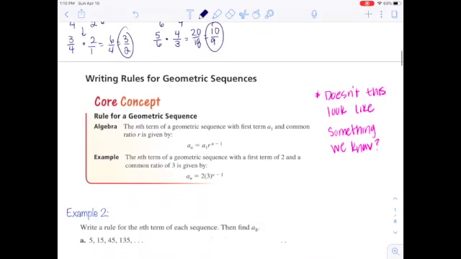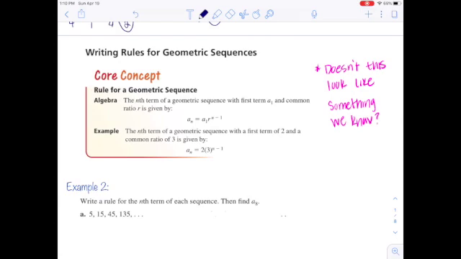All right. When we go to write the rules for geometric sequences, I look at these as exponential growth functions. You'll see that our rule for a geometric sequence is right here. So a sub n is your nth term, a sub 1 is your first term, r is your common ratio, and n is your term number. So the nth term for a geometric sequence with the first term a sub 1 and common ratio r is given by that formula.